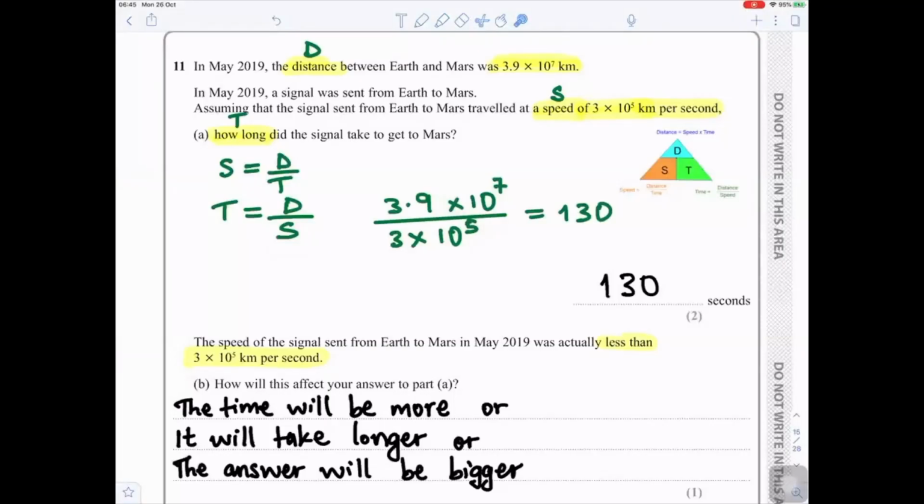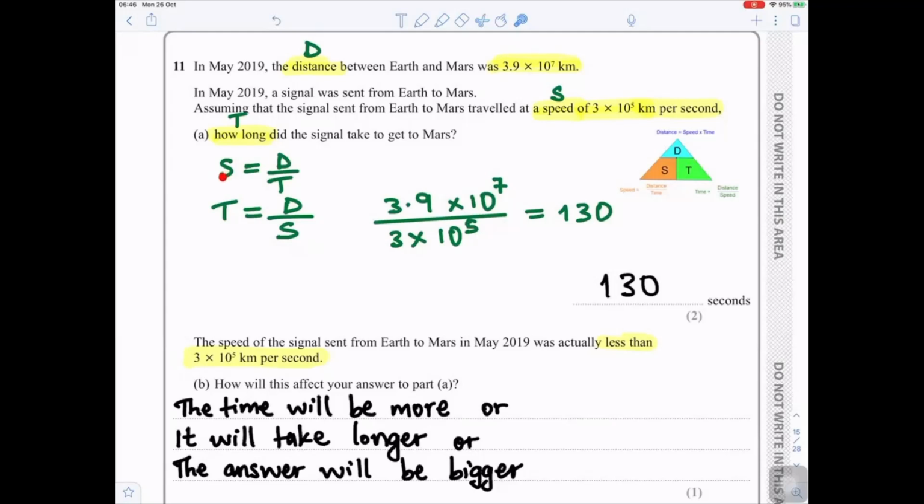Question number 11. In May 2019, the distance between Earth and Mars was 3.9 times 10 to the 7 kilometers. In May 2019, a signal was sent from Earth to Mars. Assuming that the signal sent from Earth to Mars traveled at a speed of 3 times 10 to the 5 kilometers per second, how long did the signal take to get to Mars?